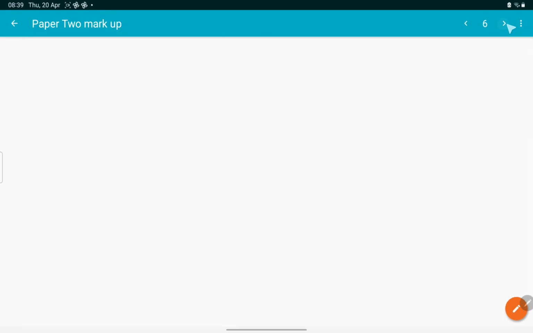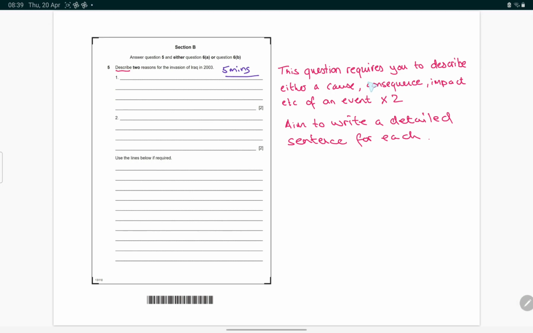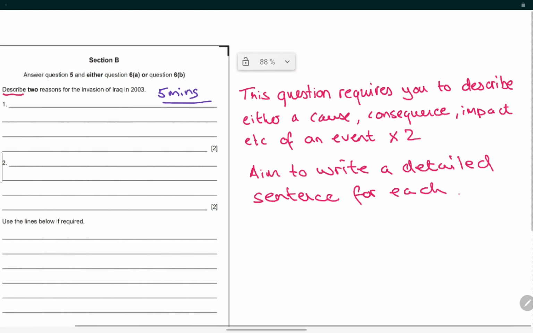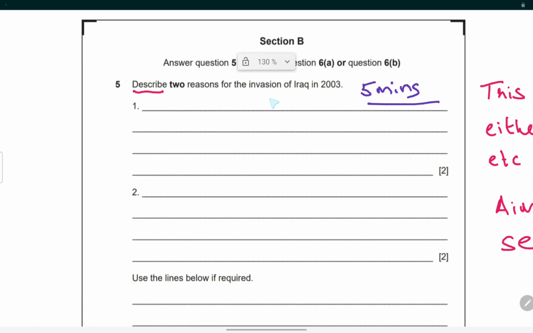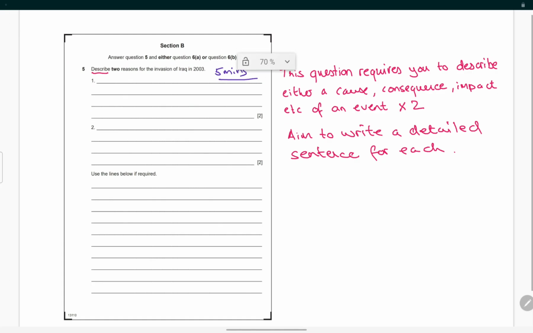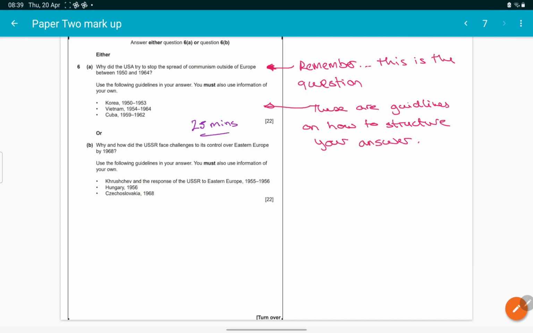The next question then is where you have to describe two reasons. I think that should be straightforward enough. This question requires you to describe either a cause, consequence, or impact, for example, of an event. This one asks you to give two reasons for the invasion of Iraq in 2003. You only have to write 2 sentences for that, so that's quite easy. Spend 5 minutes on that.